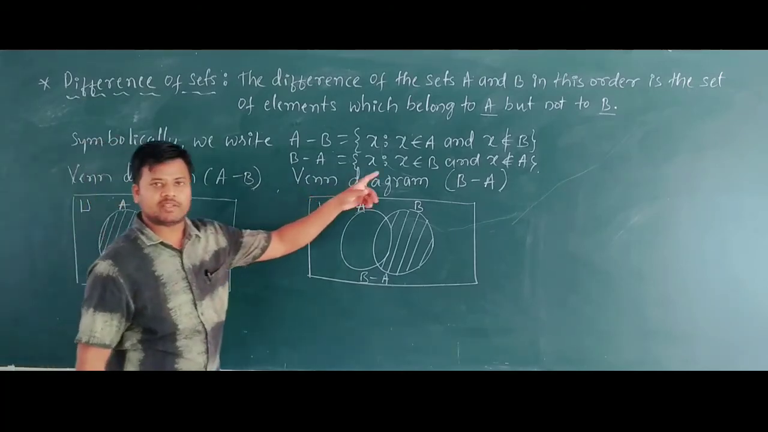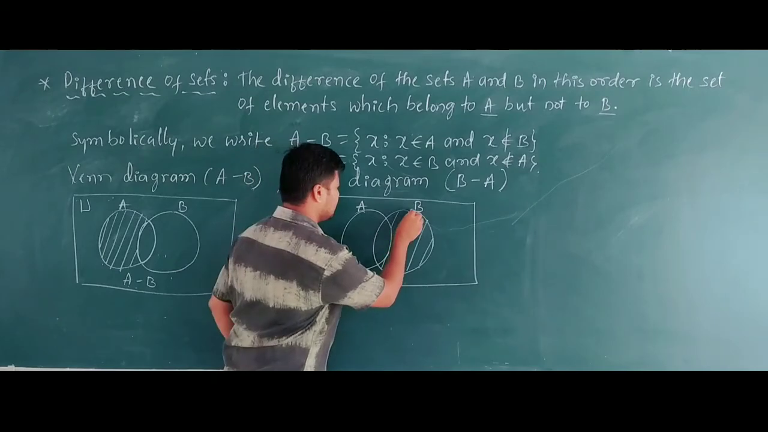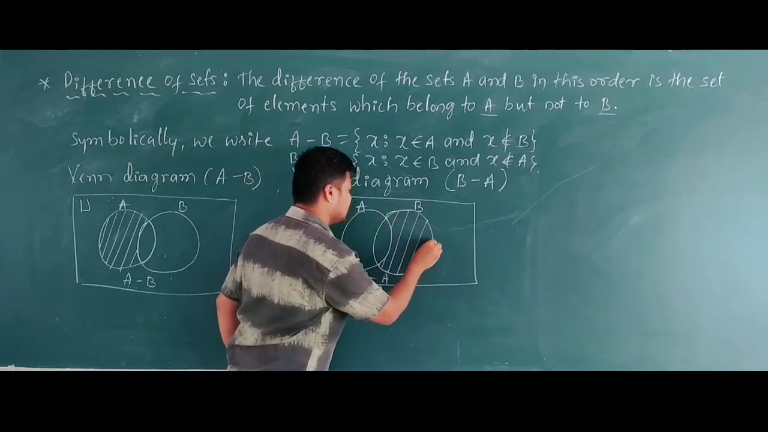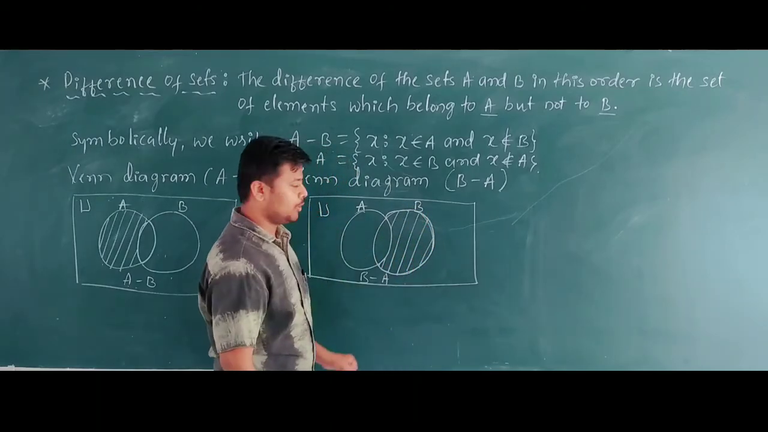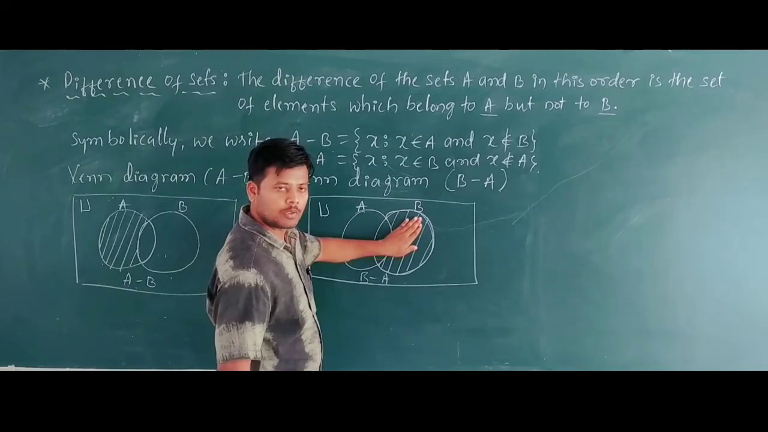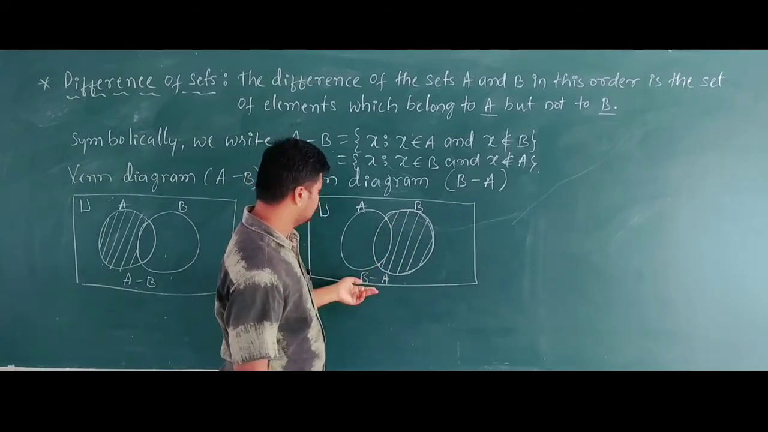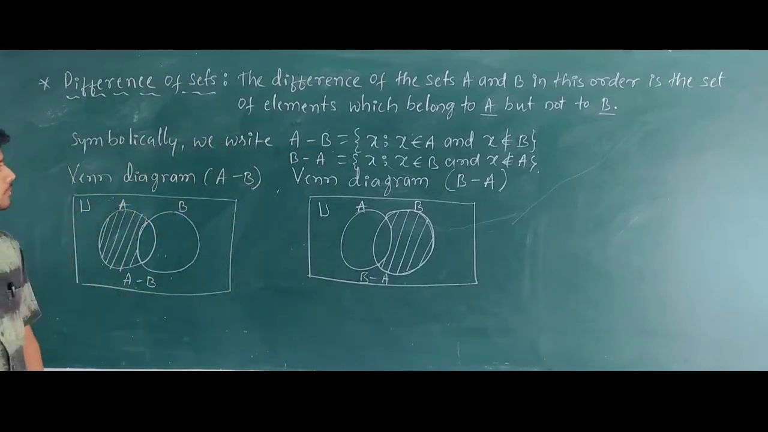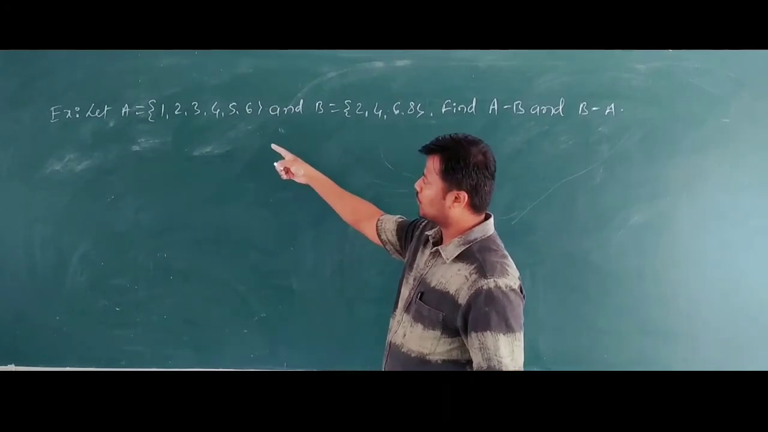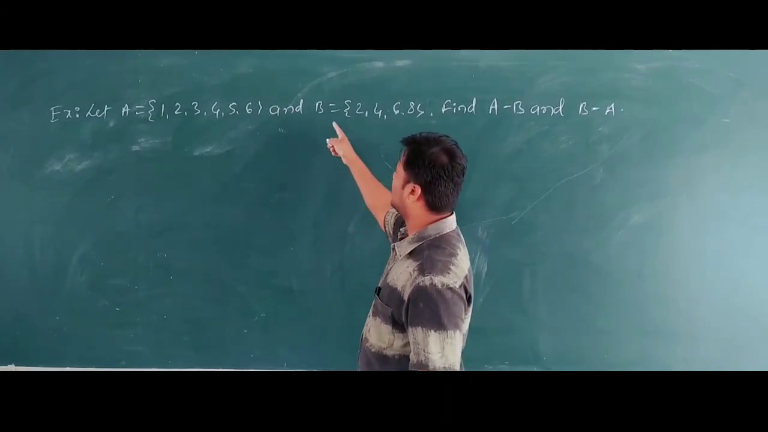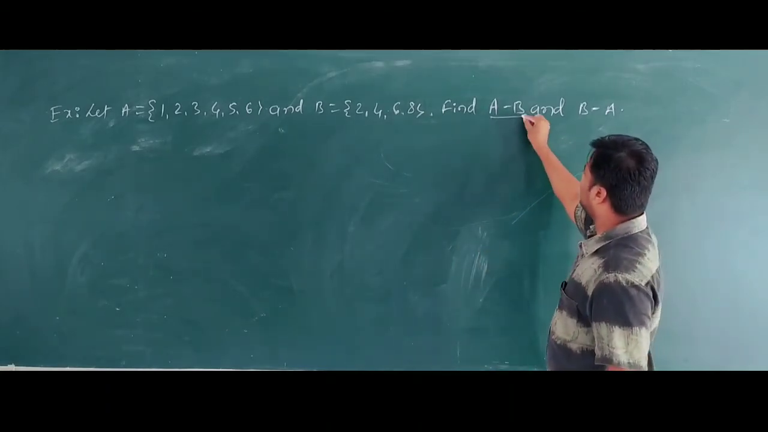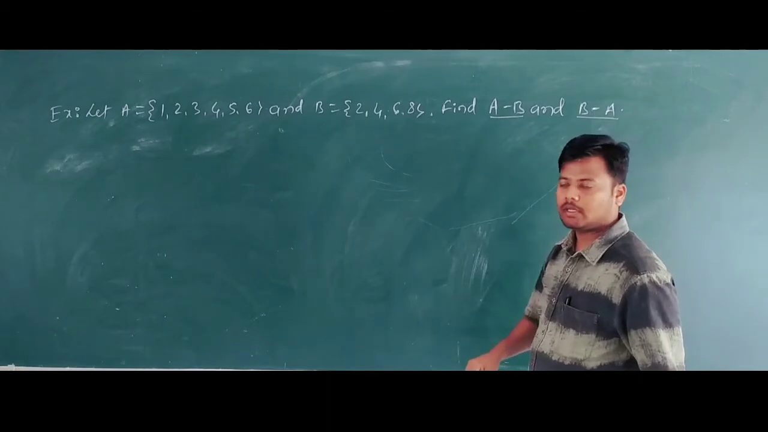And the Venn diagram for B minus A is this one. This area only. So this is the region for B minus A. Elements purely belonging to B. Okay. Here is the problem. Note down. Next example. Let A equal to 1, 2, 3, 4, 5, 6 and set B equal to 2, 4, 6, 8. Find A minus B and B minus A.